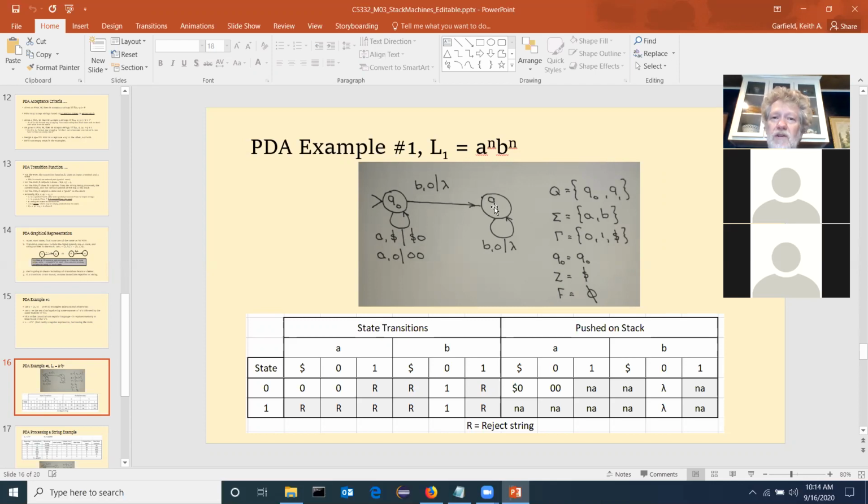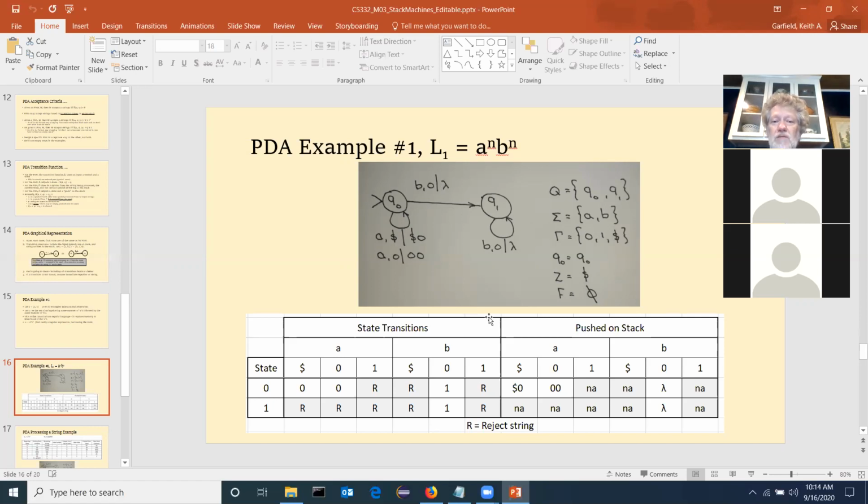And what's going to happen in Q1 is that's just a reminder that I'm not allowed to see any A's anymore. I'm only allowed to see B's. So what have I done? I saw a B and I removed a 0 from the stack, and that's what we said we wanted to do. Every time we see an A, we add a 0 to the stack. Every time we see a B, we remove a 0 from the stack. So since that 0 has already been removed, I'm not going to put anything back. I'm going to put lambda back on there. In other words, put nothing back on the stack.